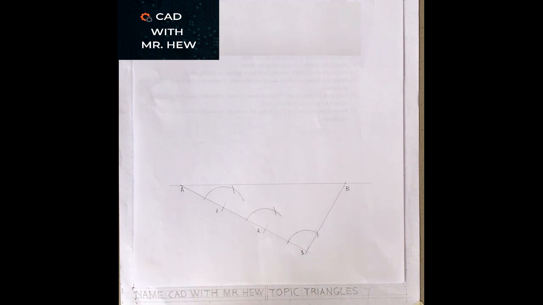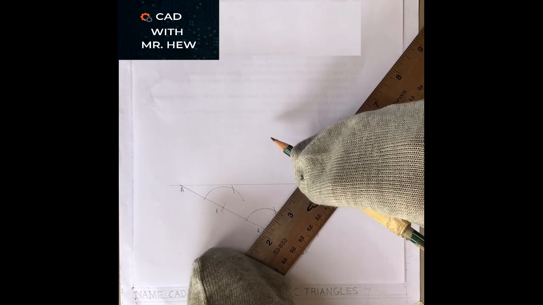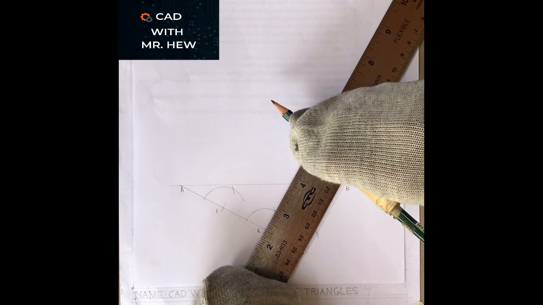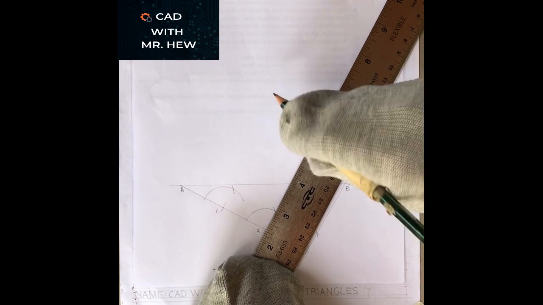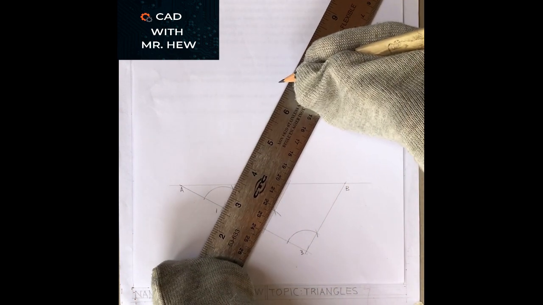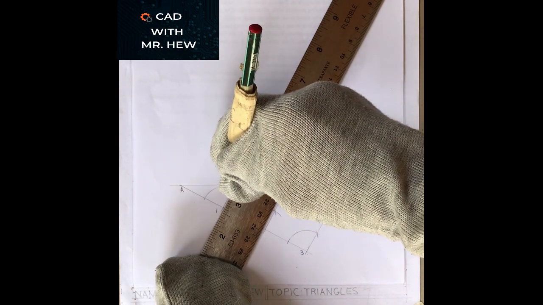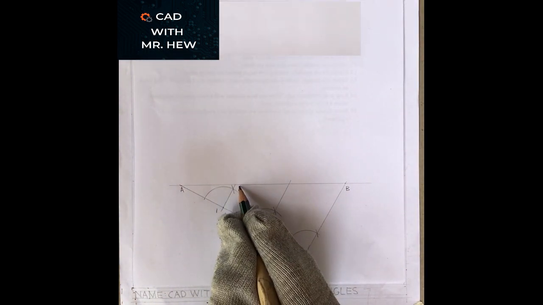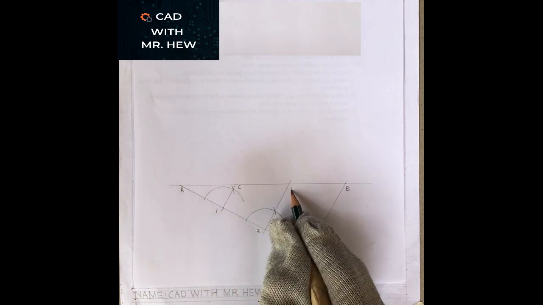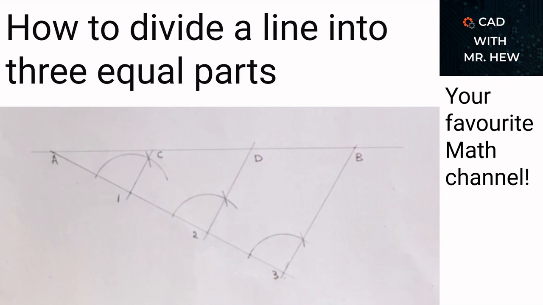Then we're going to use our ruler and pencil to draw a line from the arc 2 through the intersection of the 2 arcs to intersect the line AB. We're going to do the same thing from 1 through the intersection of the 2 arcs. We draw a line to intersect AB. Where these 2 lines that we drew intersect the line AB, we're going to label it C and D.